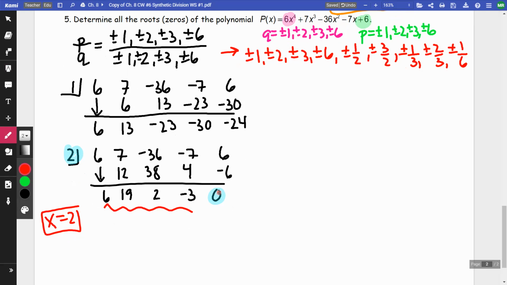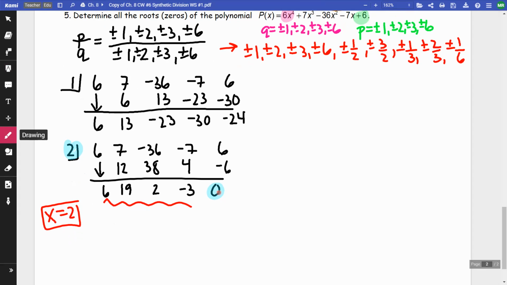So let's say I take 6, 19, 2, and -3. And what you'll notice is your Q is still the same. So all of these are still going to be the same, but our P is now a -3. So since my P is a -3, that means I'm not going to have the plus or minus 2, and I'm not going to have a plus or minus 6.